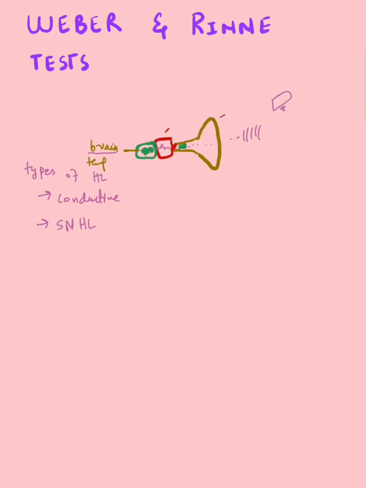The second cause could be problems with the eardrum. For example, if the eardrum is perforated, it will not vibrate well, and that will result in hearing loss. That's another cause of conductive hearing loss.